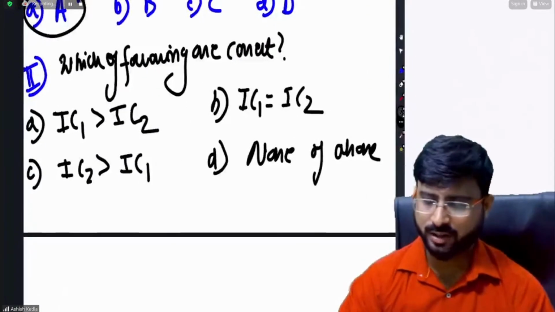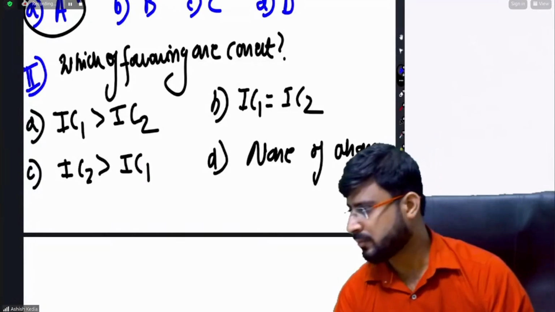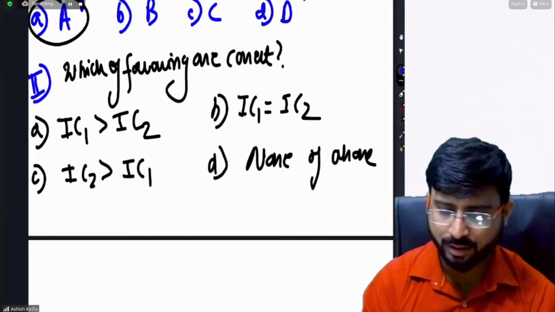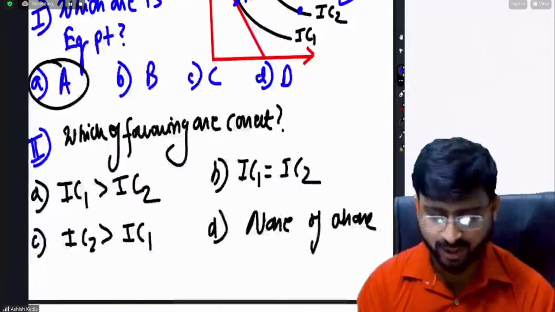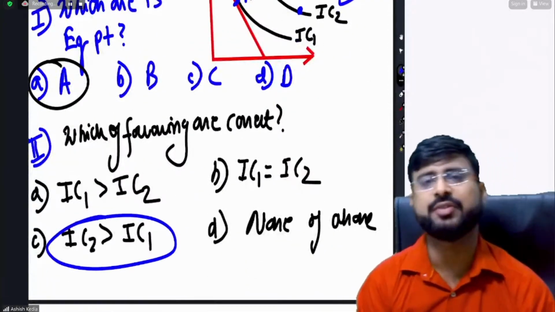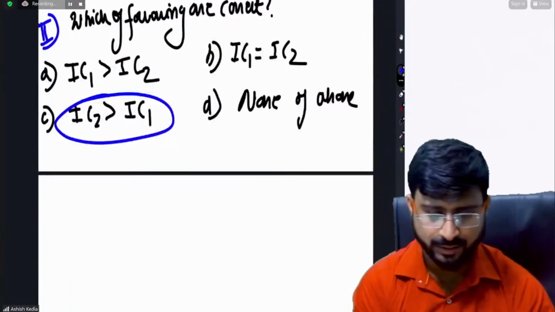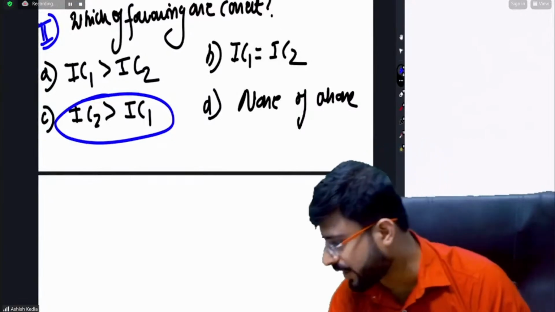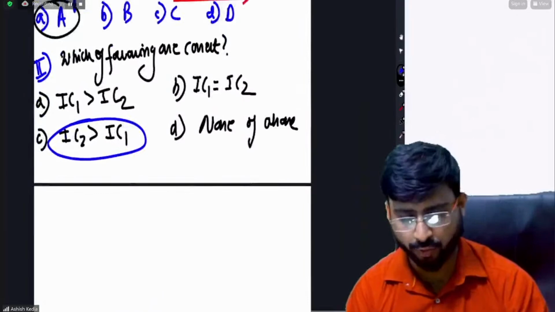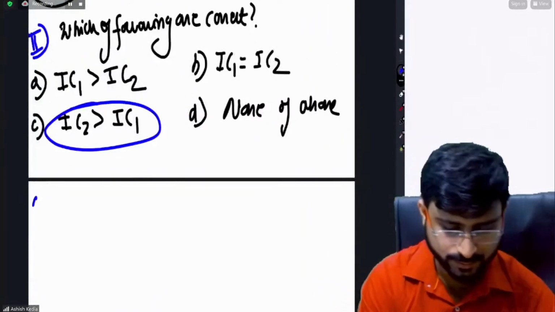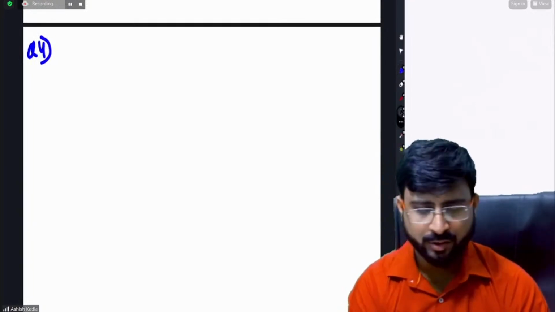Come on, which one is correct? Yes, you all are correct. Indifference curve 2 being higher, indifference curve 2 gives more satisfaction than indifference curve 1. So for question 3 part 2, C is correct. Okay. Question number 4. So 4 questions are over so far. Okay, next one.